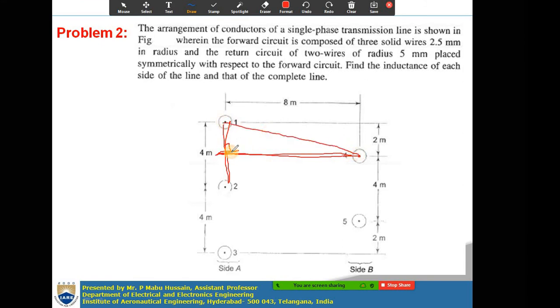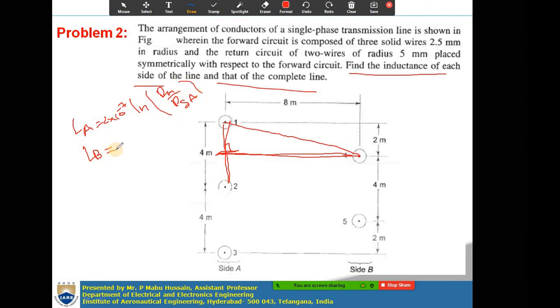Now, you have to find out the inductance of each side of the line and that of the complete circuit. That means the inductance of side A you have to calculate, and the inductance of side B you have to calculate. So, the inductance of side A is equal to 2 into 10 power minus 7 ln of dm by dsa. So, dm by dsa.